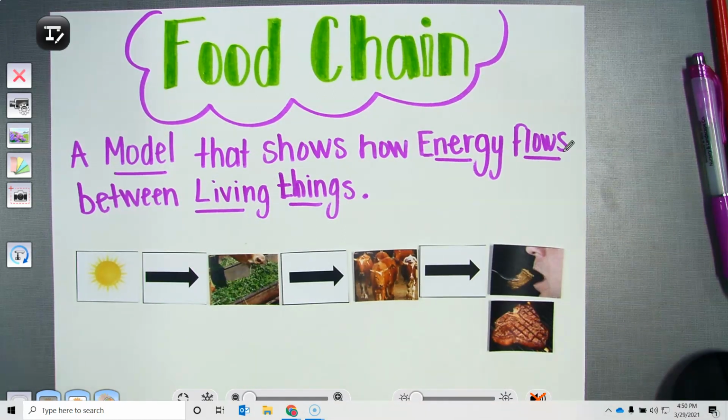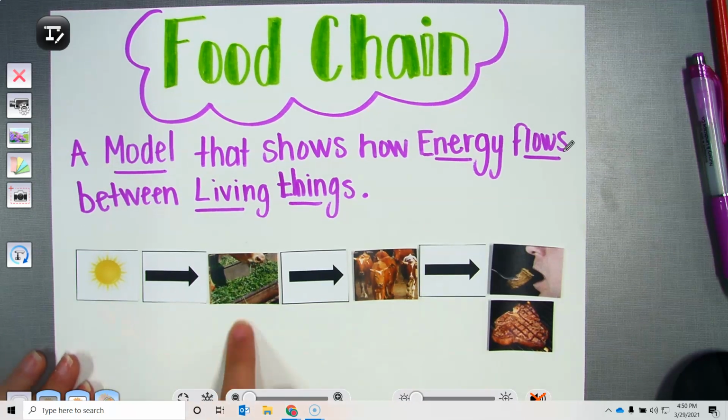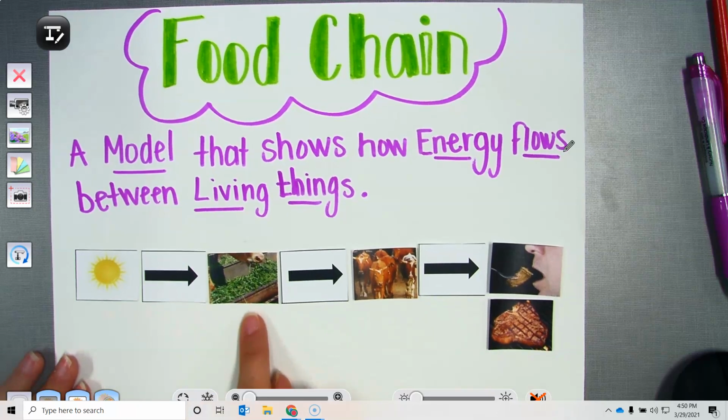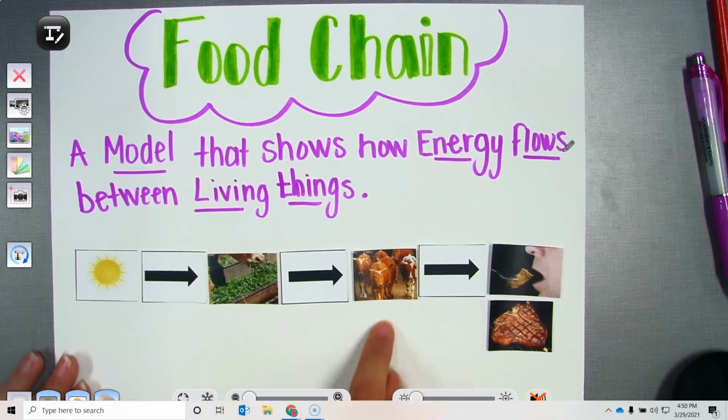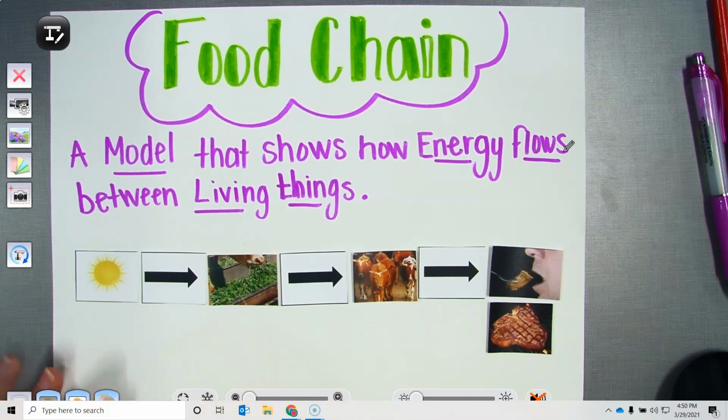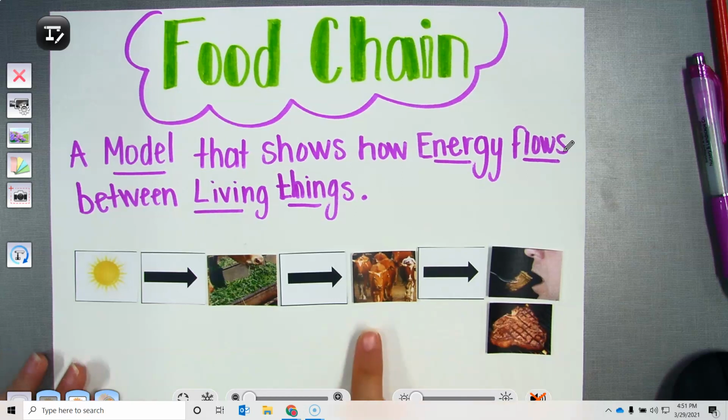Okay? So we always start off with our food chains to show the model of how energy is flowing between living things with the sun. And then the arrows are showing how the energy is flowing. Well, the sun gives energy to grow plants. The animal, which in this instance is the cow, eats the grass to get the nutrients, the energy it needs to grow strong, to get nice and fat. So then humans, in turn, if I'm going to eat a steak, I get it from cows.